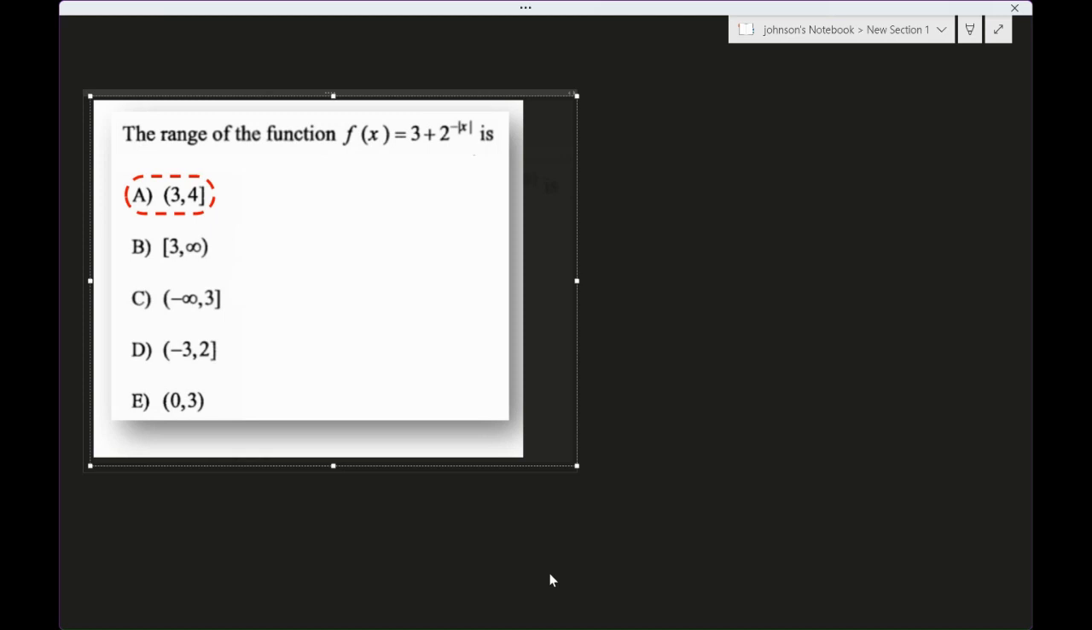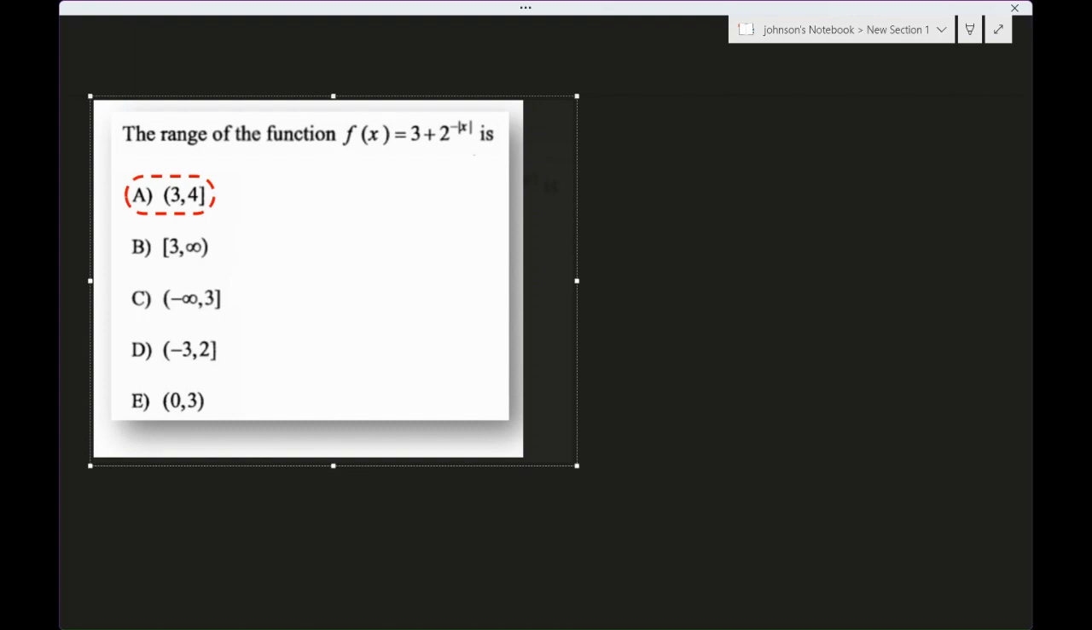Okay, hello viewers. In this video, we'll solve this interesting question. We want to find the range of this function. So how do we find the range of the function? We can do that by, first of all, graphing the function.